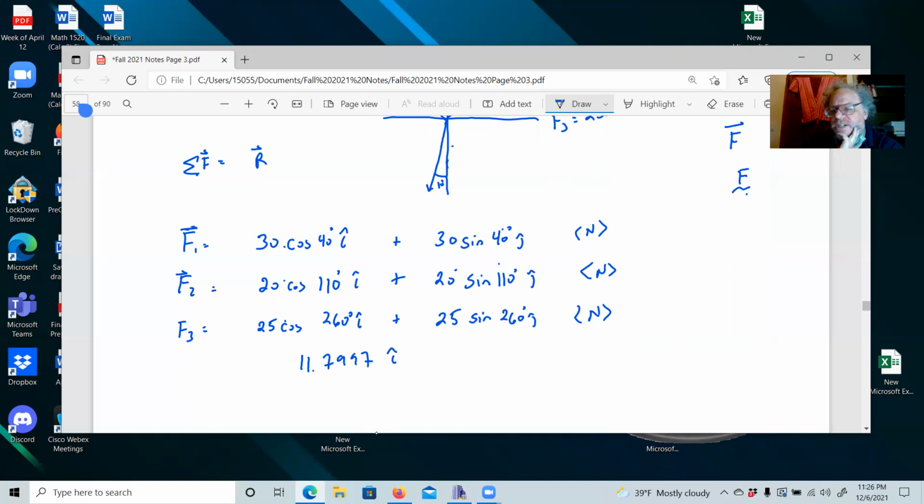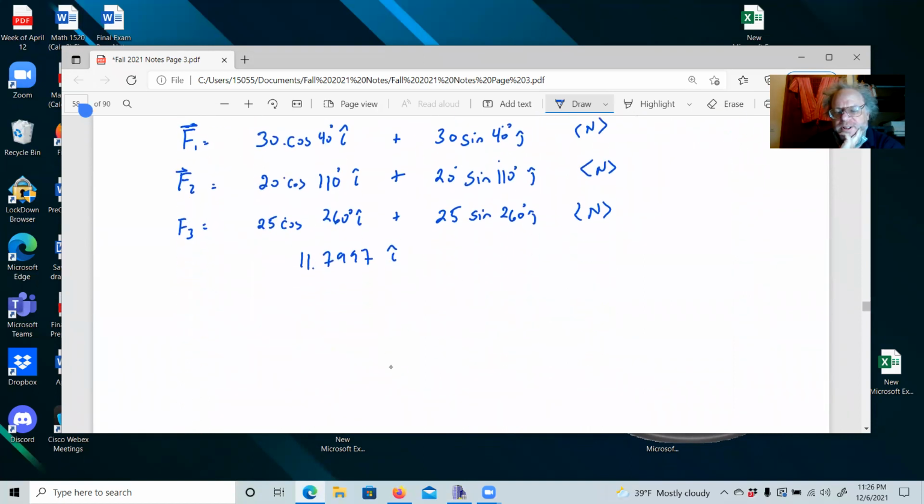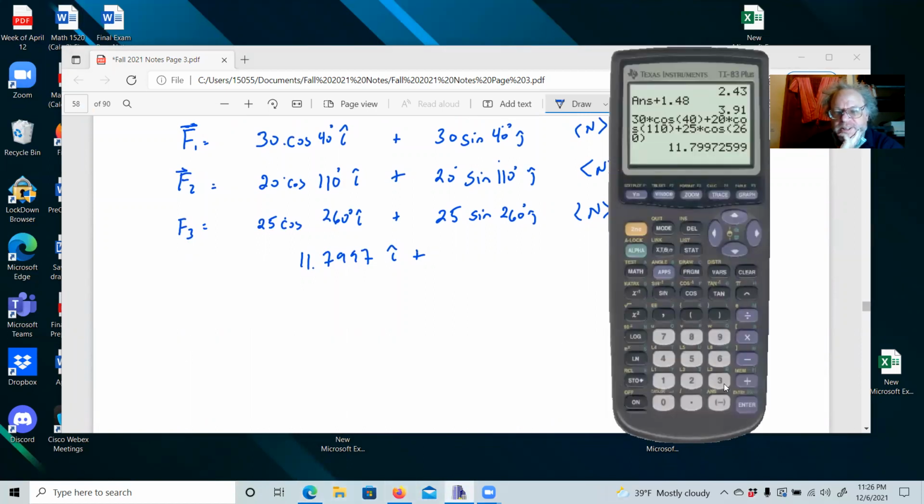And this is my i hat direction. Okay, so that's what we have. And now we're going to add up all of our j hat stuff. So we've got 30 times sine of 40 degrees plus 20 times sine of 110, plus 25 times sine of 260.